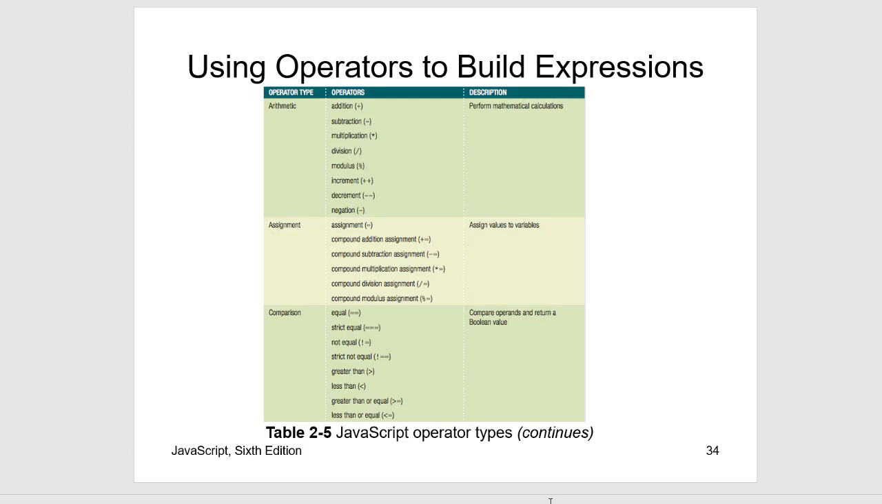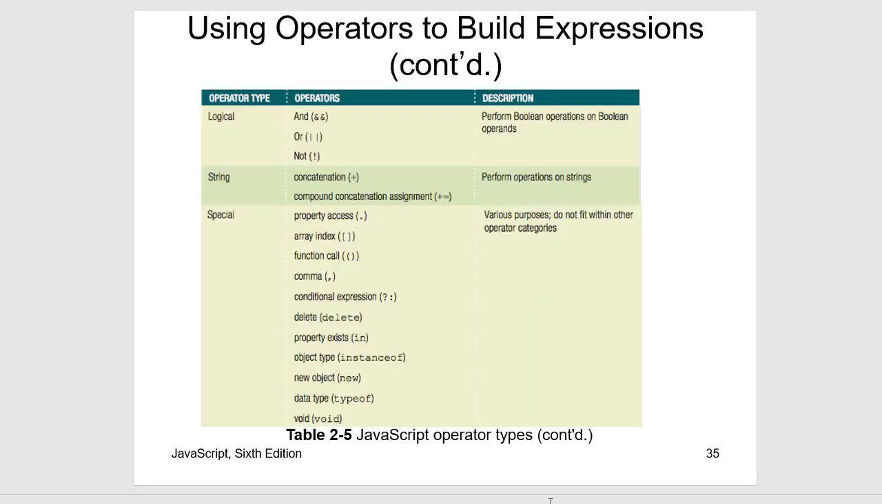Some of the operators that are used to build expressions within JavaScript include arithmetic operators, which perform all kinds of mathematical equations; assignment operators, which assign values to variables, not just the equal sign; comparison operators, which return Boolean values of less than, greater than, not equal to; logical operators of and, or, and not, which combine logic; string operators, which let you concatenate and compound concatenation assignment; and special operators that don't fit within other categories.